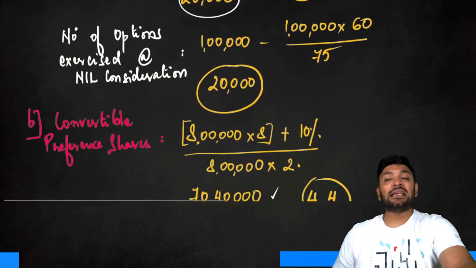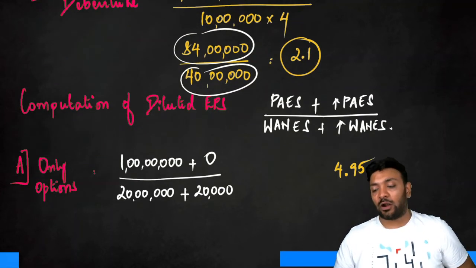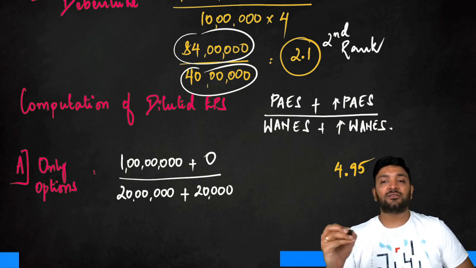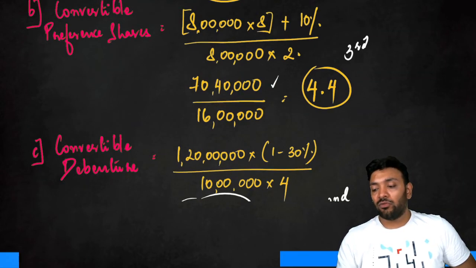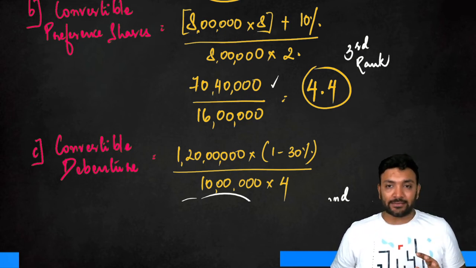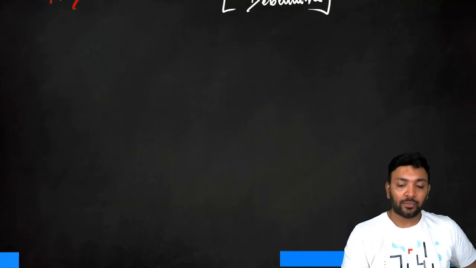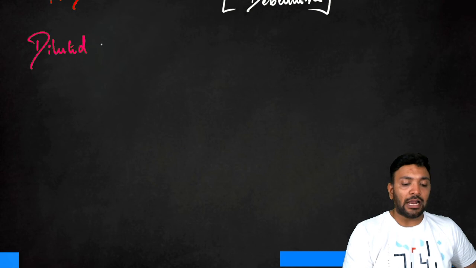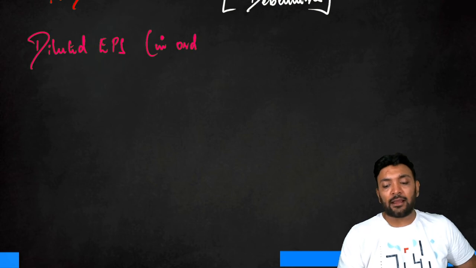Second rank, based on the least dilution factor between convertible debentures and convertible preference share, 4.4 and 2.1. So my second rank goes to debentures. The third rank, obviously, that is the only left with, will go to my preference shares. Once that you have ranked it, now in the order of ranking, consider the computation of diluted EPS, in the order of ranking.